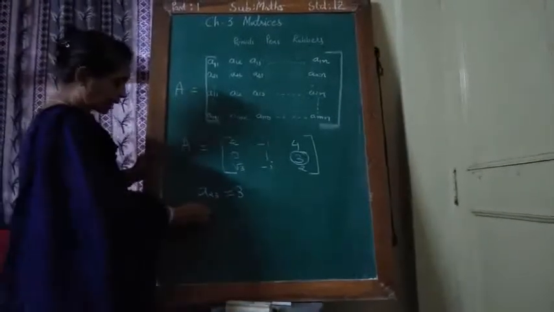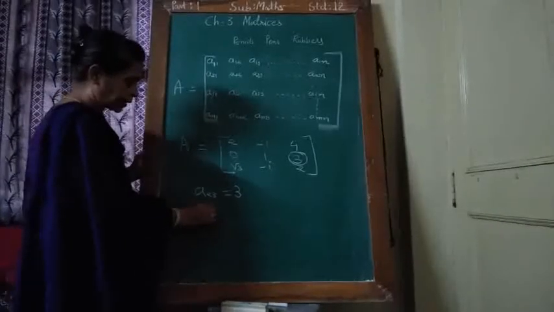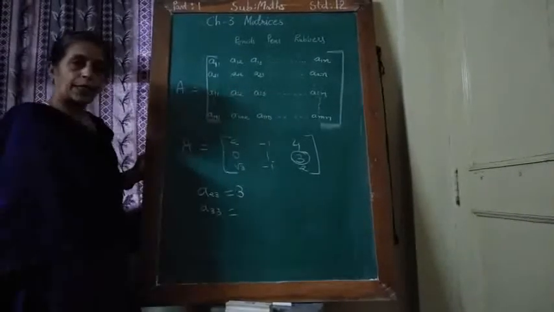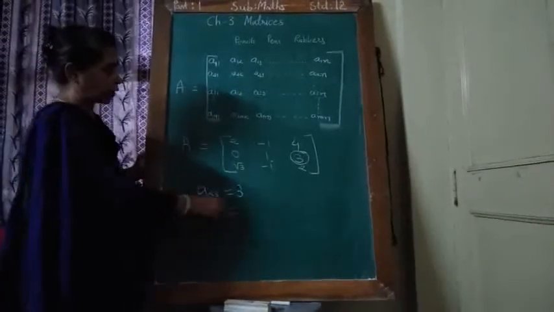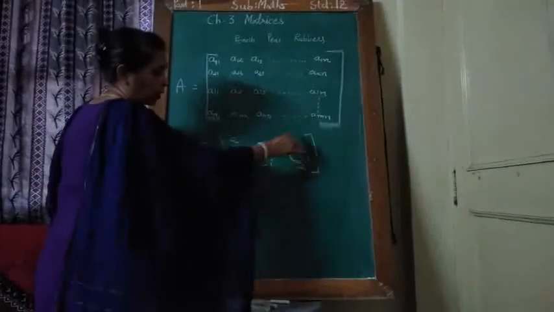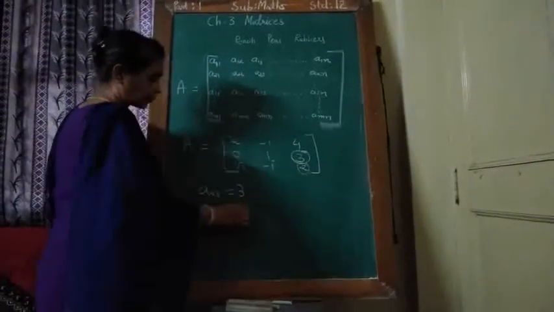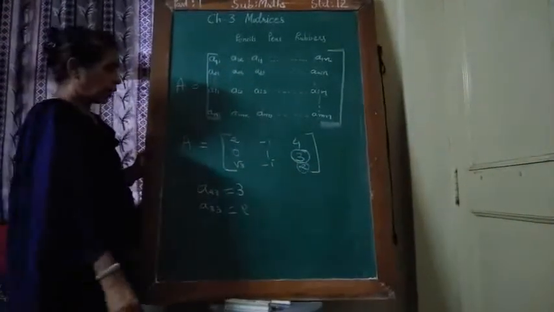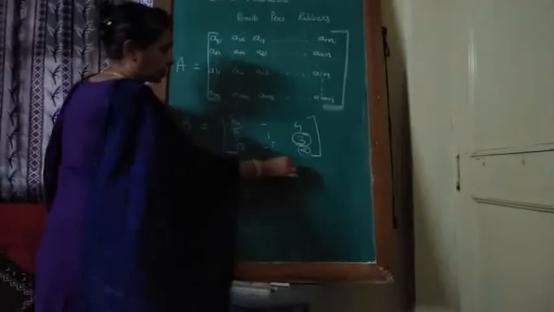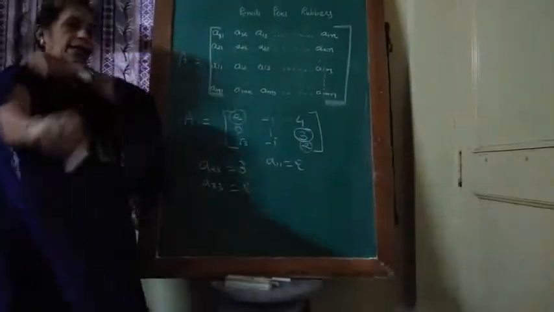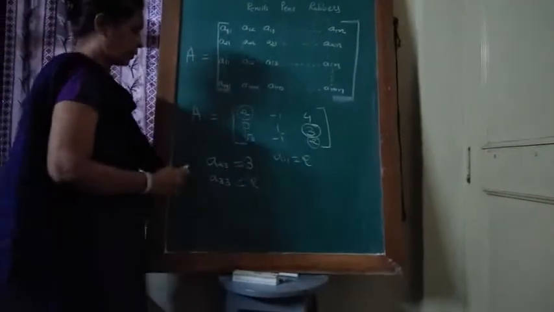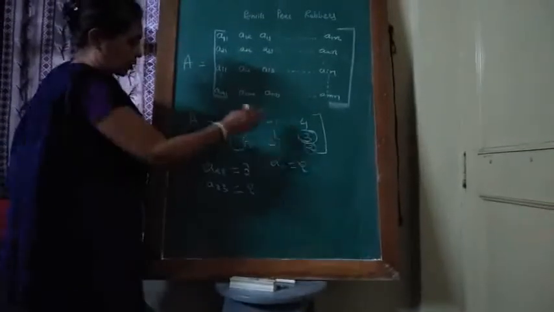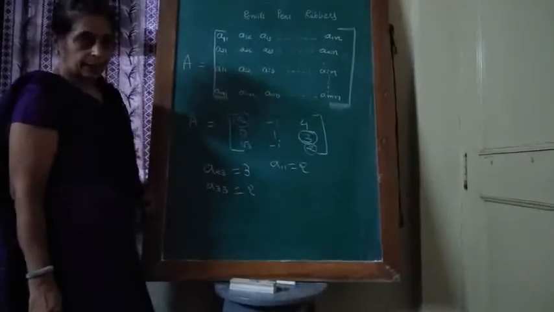Suppose I write A33. That is equal to third row, third column, which is 2. A11, that is first row, first column, which is 2. So likewise you can identify the numbers from the given representation. Clear?